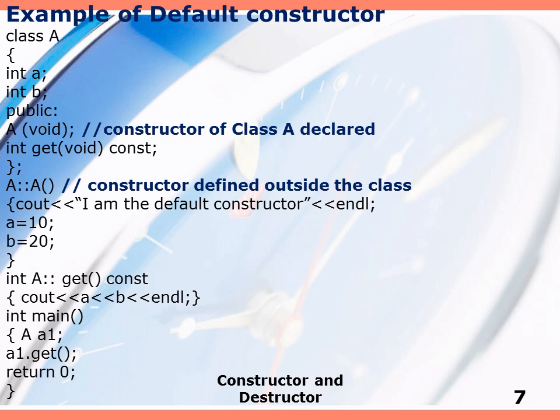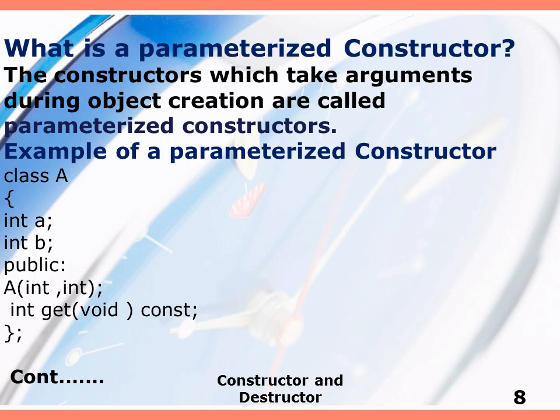Moving further, the next category of the constructor is parameterized constructor. The constructor which takes arguments during the object creation is called a parameterized constructor. Within the class A, we have two data members, a and b. In the public section, we have the constructor for this class with two integer arguments, and we have a member function get.